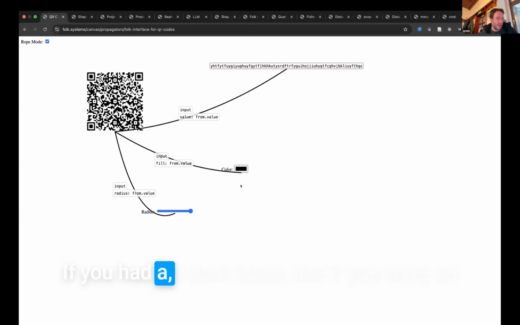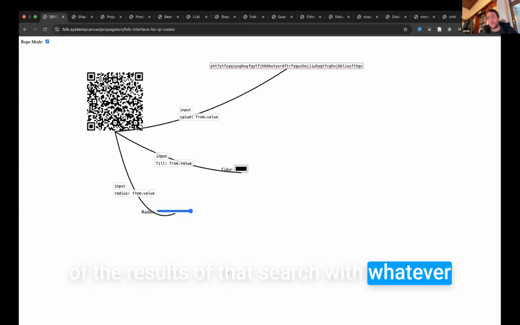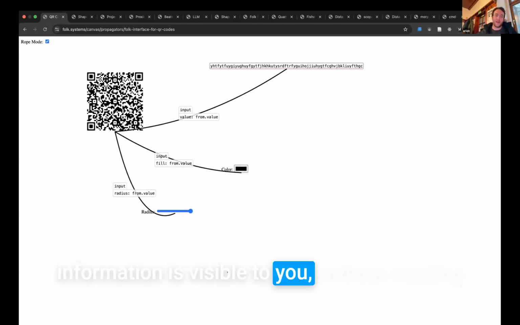If you were on the ACM site and you had the ability to search papers, you could take one of these propagators and extract out all of the results of that search with whatever information is visible to you, without needing to go through their APIs and stuff like that.